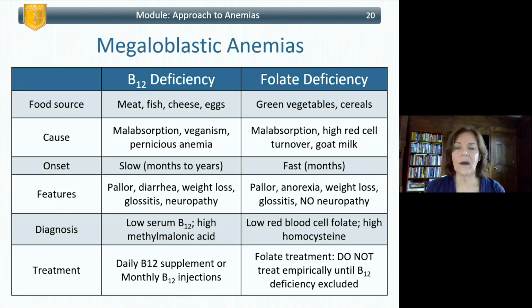Treatment for both can be oral or injections, but make sure that you treat a person who has B12 and/or folate deficiency with both B vitamins, because you don't want to mask a deficiency of one by replacing only one of the two. Often these do occur simultaneously, especially if there is a poor diet or malabsorption.